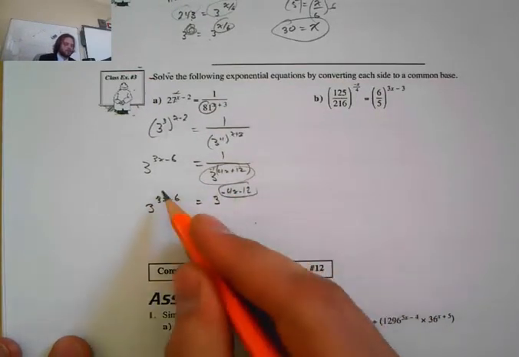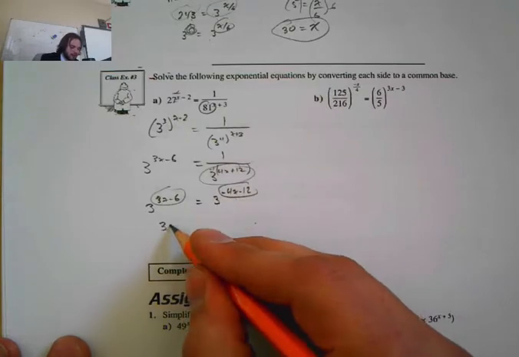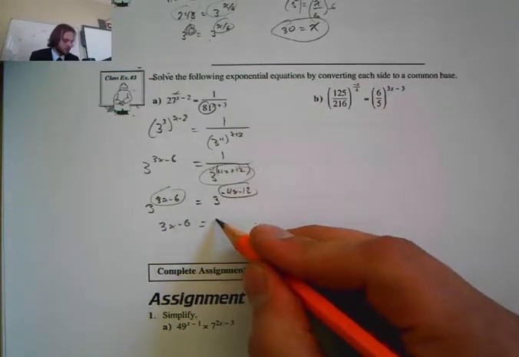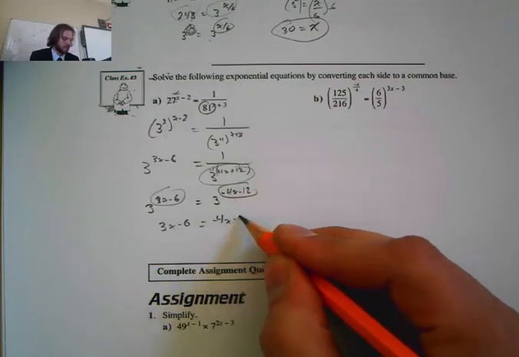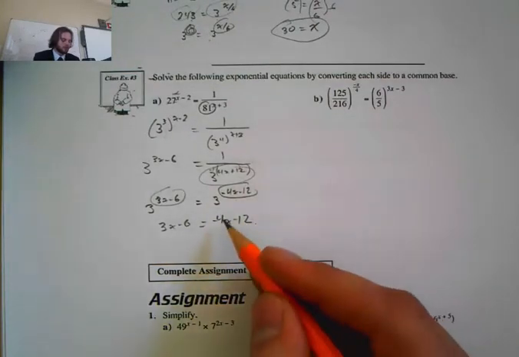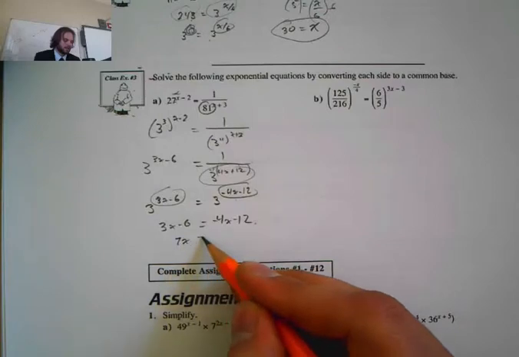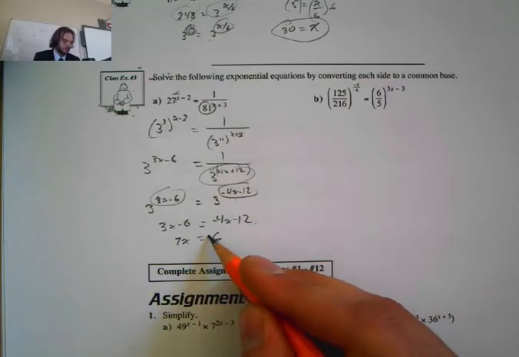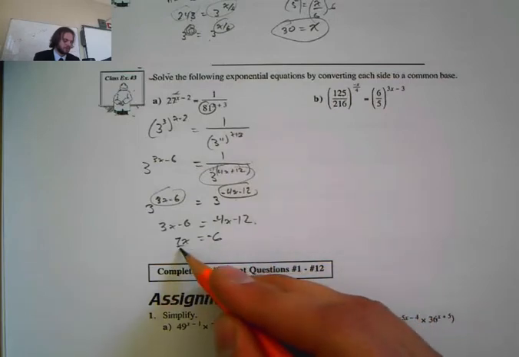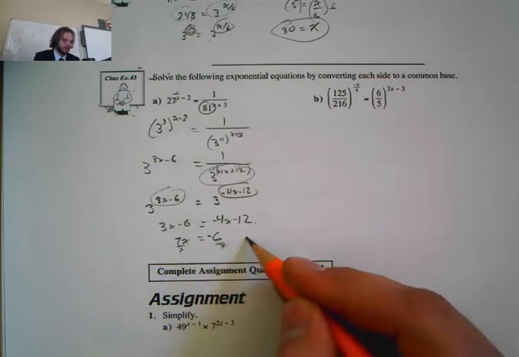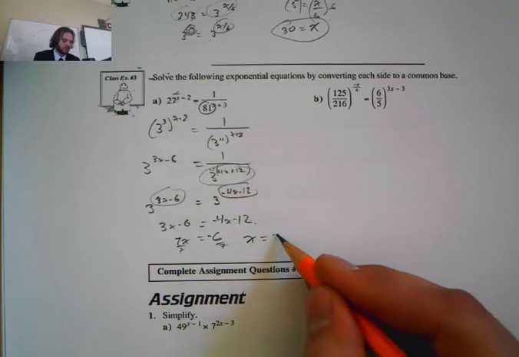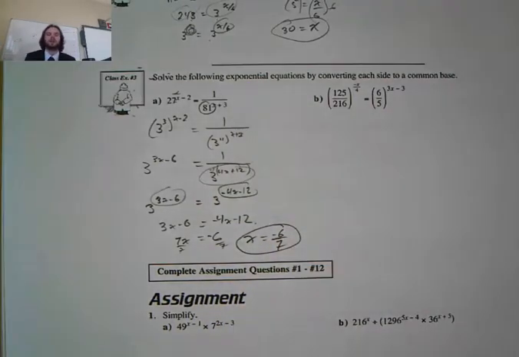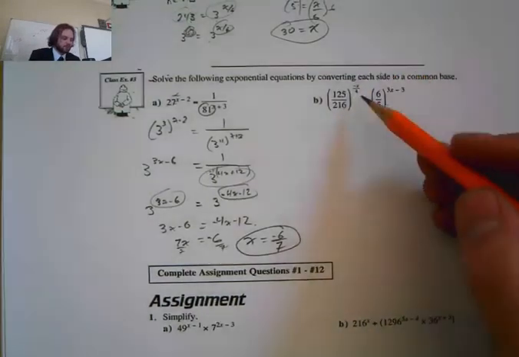Now I know this must equal to that. So I have 3x subtract 6 must be equal to negative 4x minus 12. Okay? So I'm going to put this on this. So I get 7x is equal to, and I'm going to get 6, and that's negative 6. So divide both by 7. I end up getting x is equal to negative 6 over 7. Done. All right, let's take a look at the next one.